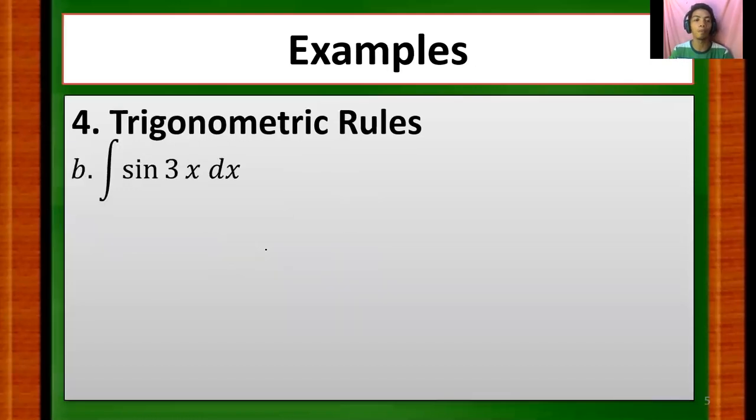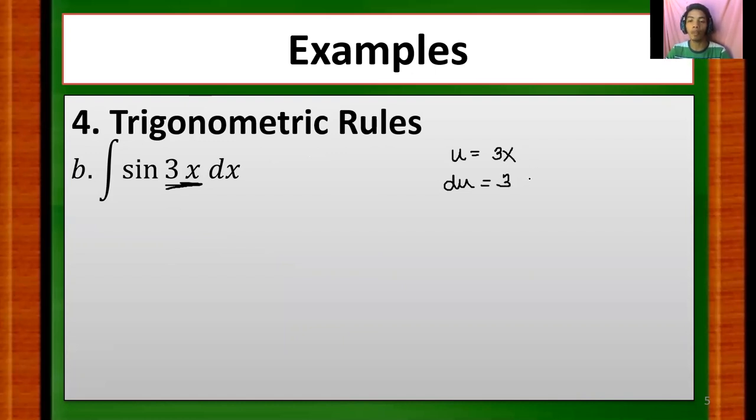Another example, if we have sine 3x dx, okay? So una natin gagawin is magle-let u tayo. So let u be equal to 3x. Bakit po 3x? It's because ito po yung angle na kinukuhanan ng sine. Okay? So, sine of 3x dx. So, ibig sabihin, kukunin natin ang derivative ng u. Ano ba ang derivative ng 3x? So, that is 3.